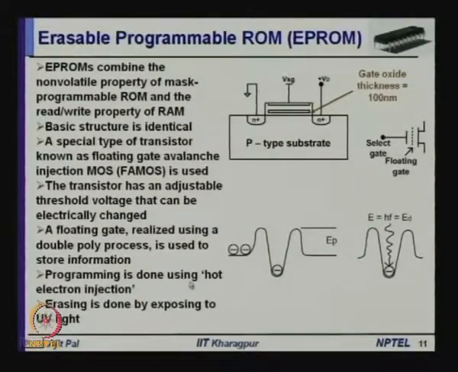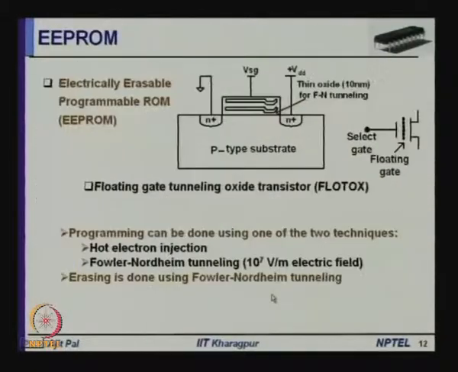This programming is done using hot electron injection, as I have already explained, but erasing is done by exposing the chip to ultraviolet light. There is an optical window in the erasable programmable ROMs through which you can expose it to ultraviolet light. These photons transfer energy to those electrons, and they come out of the floating gate. This is how erasing is done, and erasing takes place for all the transistors present in a ROM.